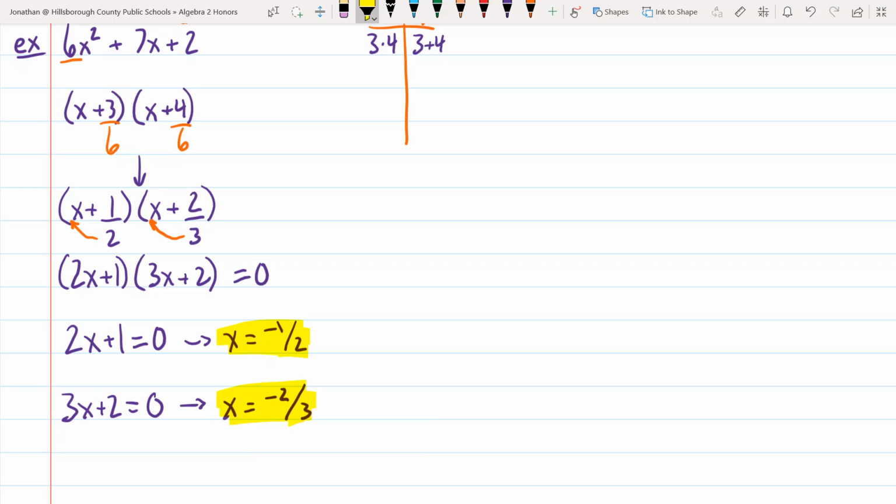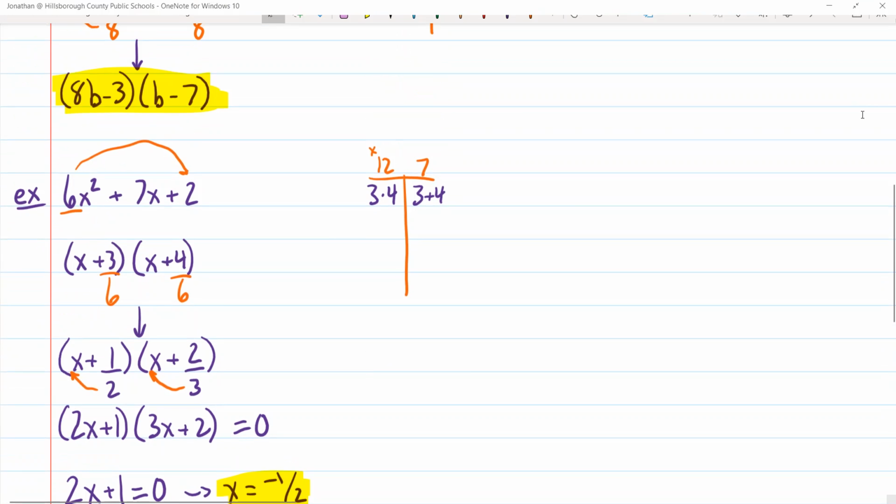Okay? So I highly prefer slide and divide. I think it's a lot quicker than factoring by grouping, so long as you remember, if you have fractions that can simplify, you must simplify them.